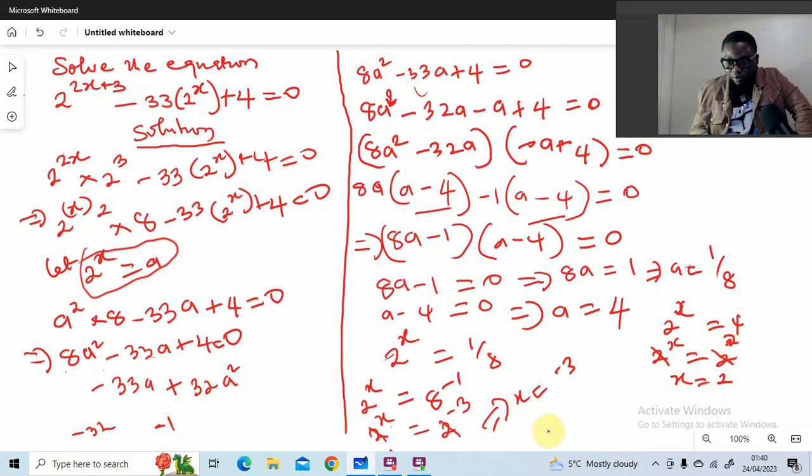So therefore, you can see I have two values of x, minus 3 and plus 2. Therefore, x is equal to minus 3 or 2. So these are the values of x.